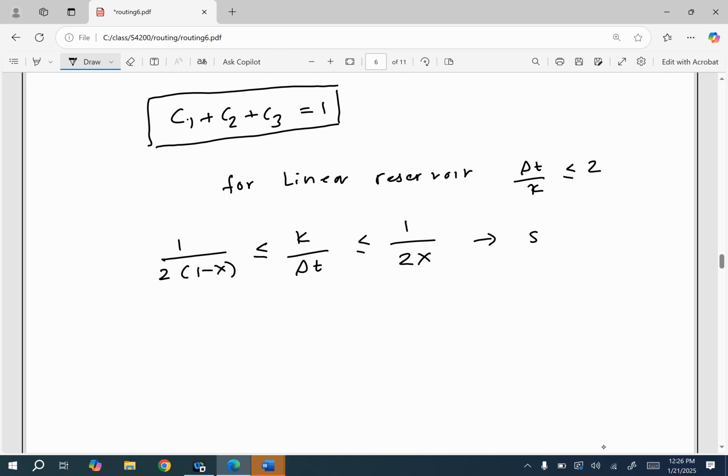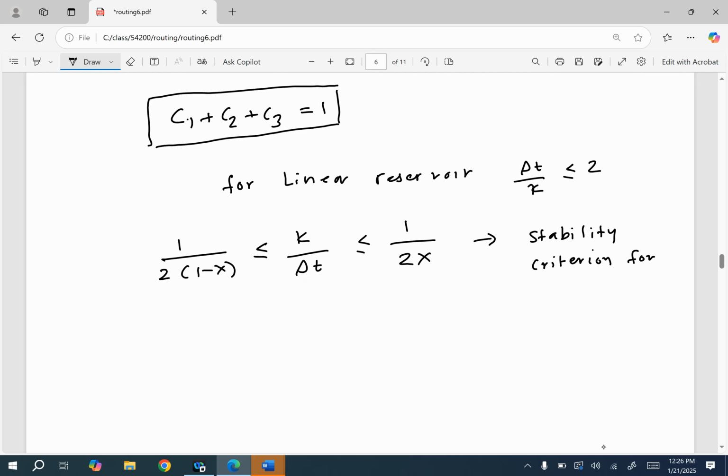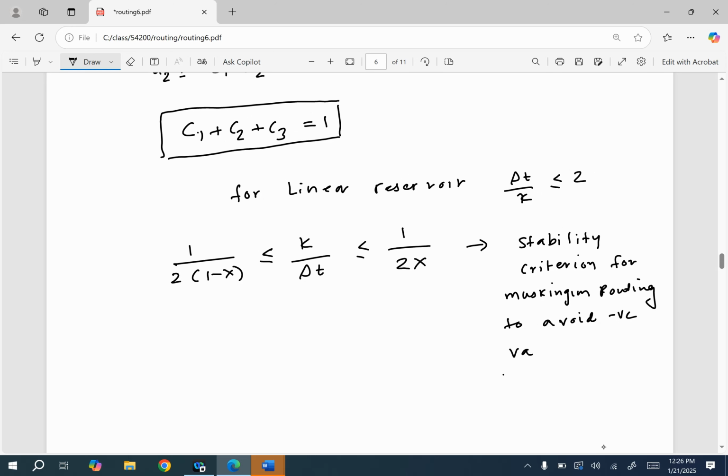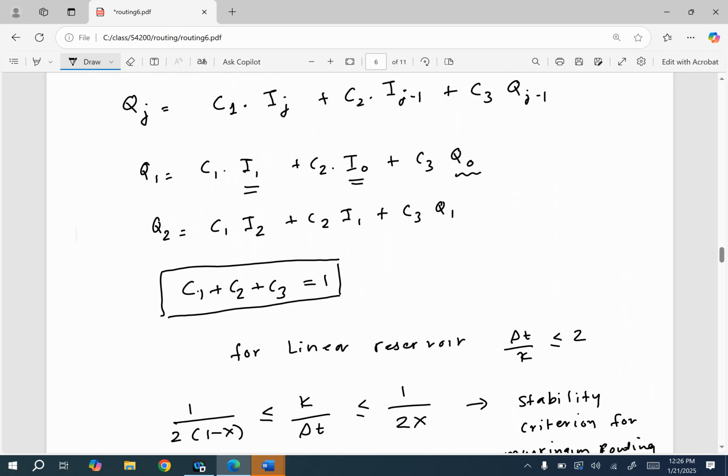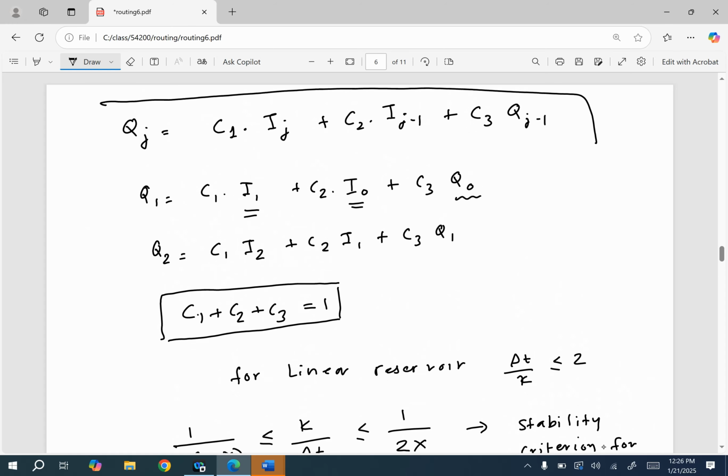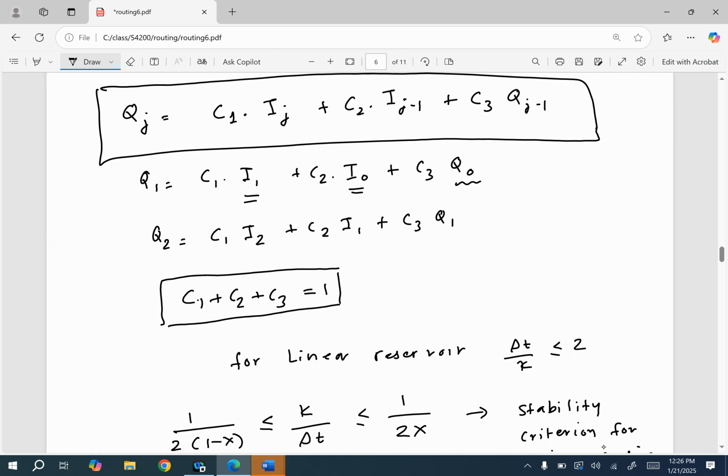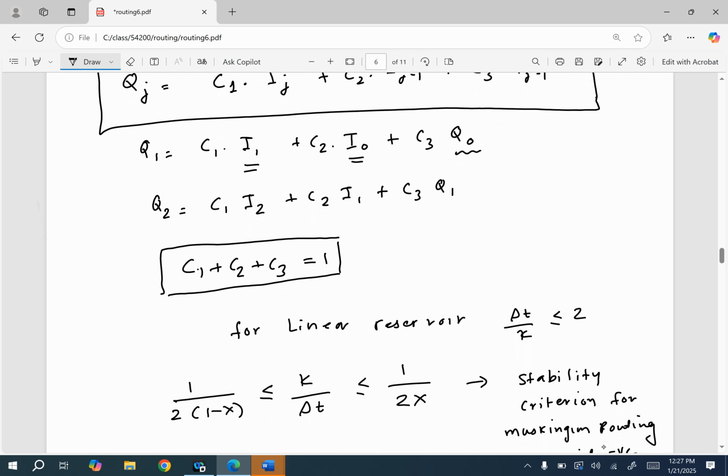So this is the stability criteria for Muskingum routing, to avoid negative values of Q. Okay, so this is the expression we have for finding a discharge hydrograph if we know the input hydrograph through a channel.